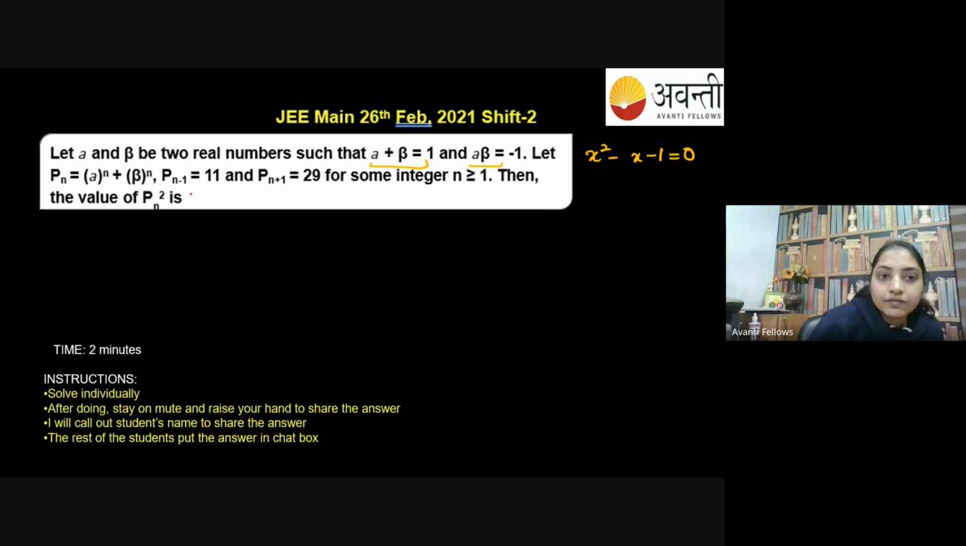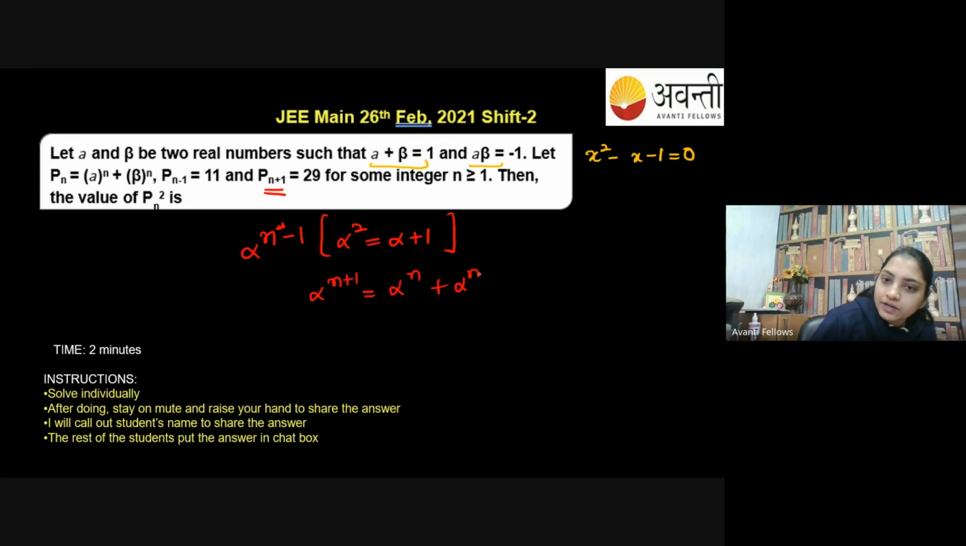So now it is given that Pn minus 1. It means if alpha is put in this, then alpha square must be equal to alpha plus 1. So if I require n minus 1, I need to multiply it by alpha raised to power n minus 1. So it will be alpha raised to power n plus 1 is equal to alpha raised to power n plus alpha raised to power n minus 1. Right or not?